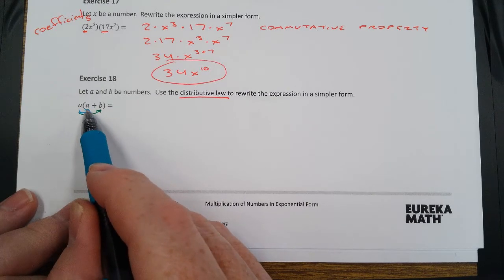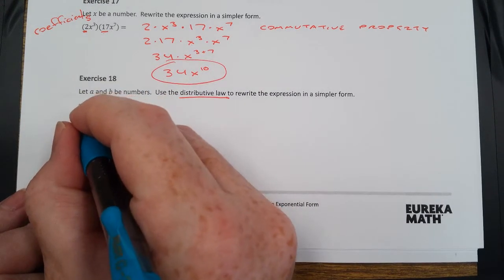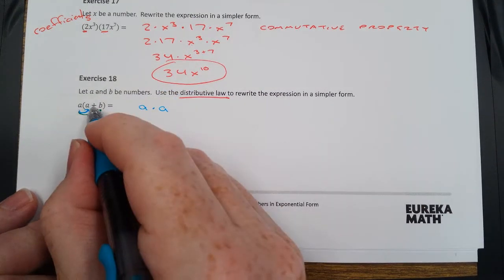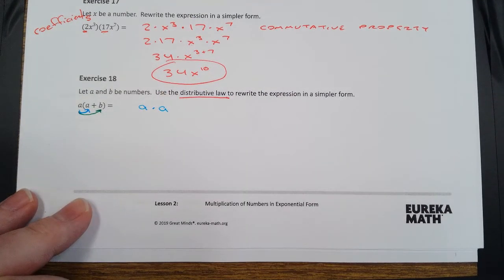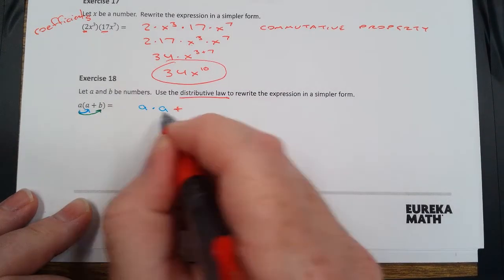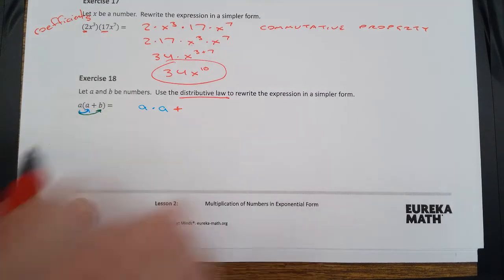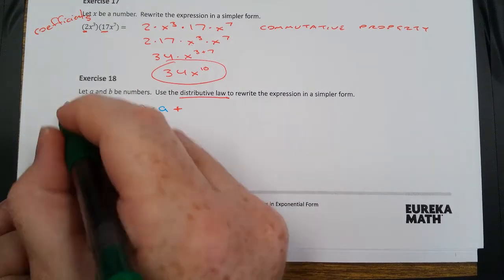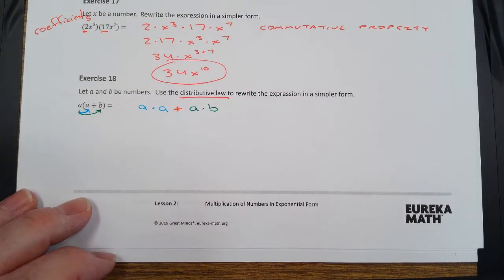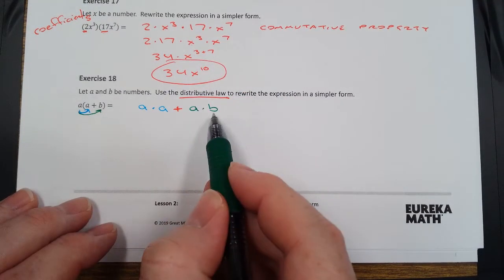So the a gets passed to the a, so we do the a times a. Plus, because plus is inside the parentheses, so the plus goes in between the two sets. And then the a gets passed to the b, a times b. So after we pass, this is what it looks like.